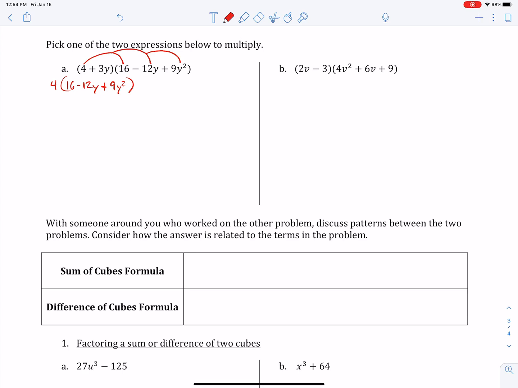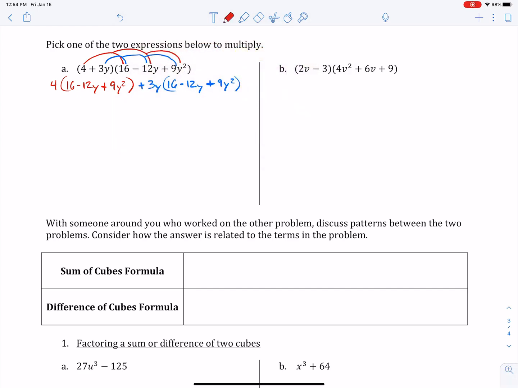And then we're going to, and I'll do it in blue, we're going to do the 3y to the 16, and then to the 12, and then to the 9. So it's a positive 3y, and I'm going to multiply it to the 16 minus 12y plus 9y squared. Now let's go ahead and do that math.